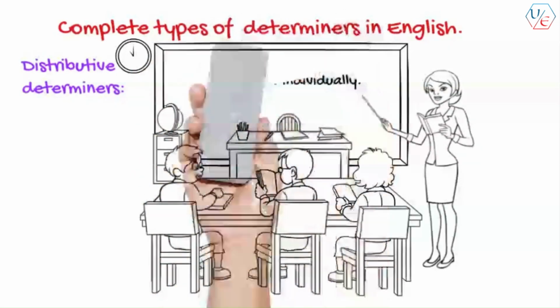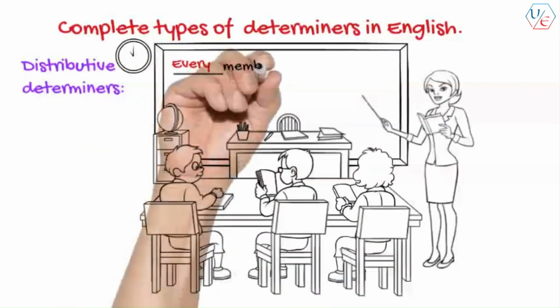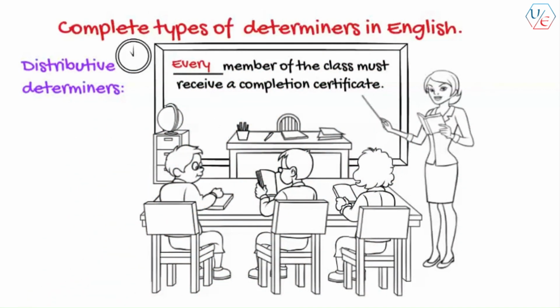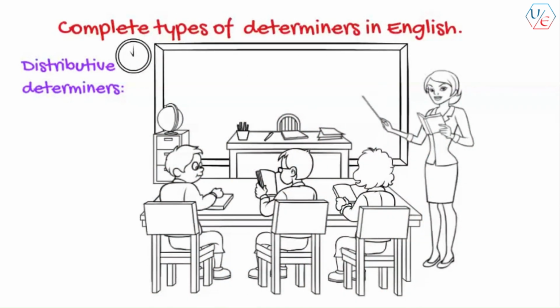If the teacher says, every member of the class must receive a completion certificate, the teacher means that each individual member will receive his own completion certificate. So now, we have seen the functions of the determiners each and every. The remaining distributive determiners are either and neither.